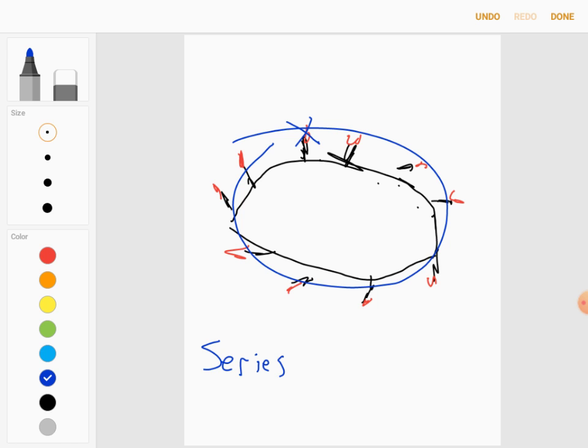Now, if that one burned out and the other ones didn't, then it would be a parallel circuit, because the other bulbs found a different, or the electrons found a different way to go to light up the other bulbs. So that would be it.